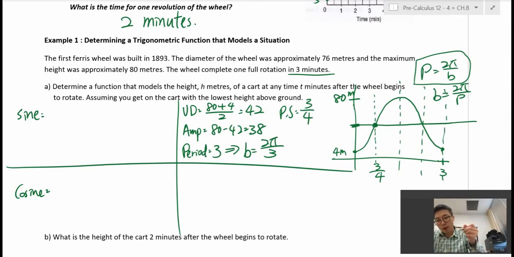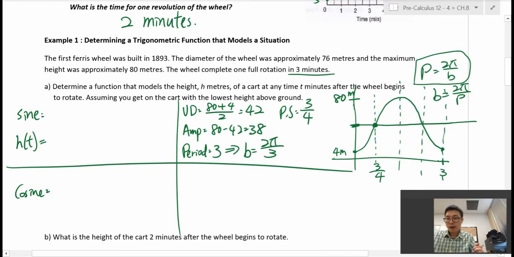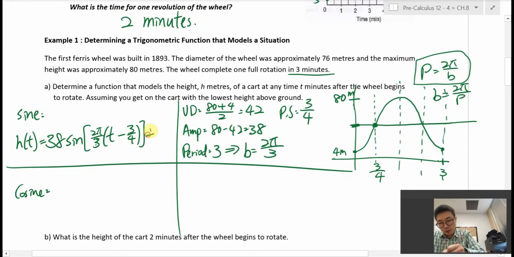Okay, so now we can write the function. h of t, the height in terms of time, is going to equal the amplitude, 38, times sine of b, where b was 2 pi over 3, times t minus the phase shift, which is 3/4, plus the vertical displacement of 42. Okay, so that's your sine equation.